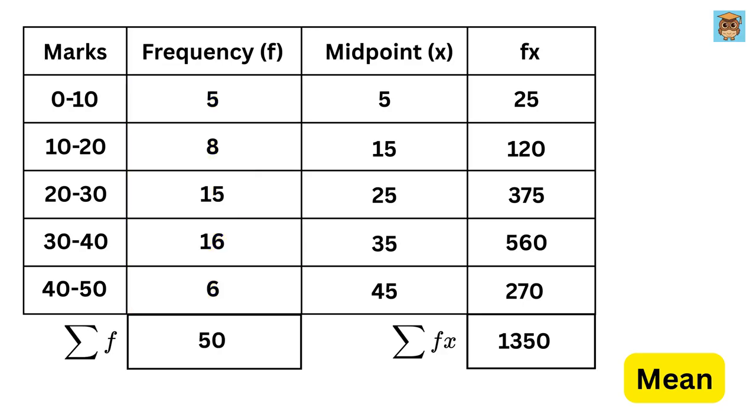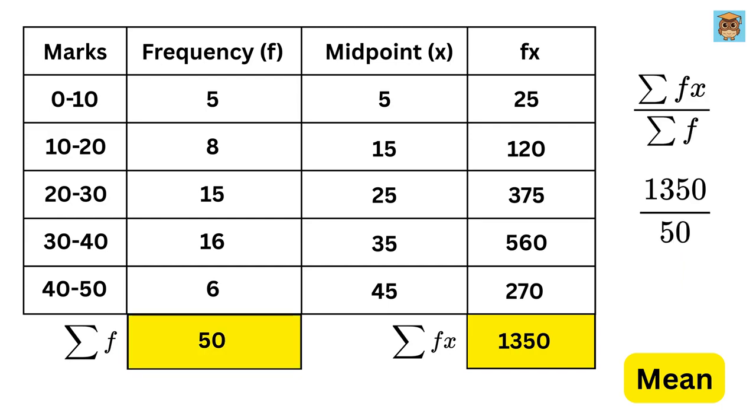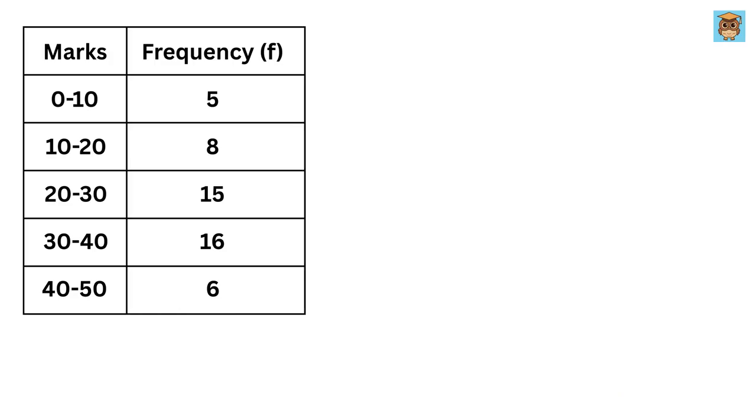So the mean or the average marks of the students will simply be equal to this total score divided by the total number of students, or sum of F times X divided by sum of F, or 1,350 over 50, which equals 27. Therefore, the mean marks of the students are 27. Sweet. Next, we calculate the median.